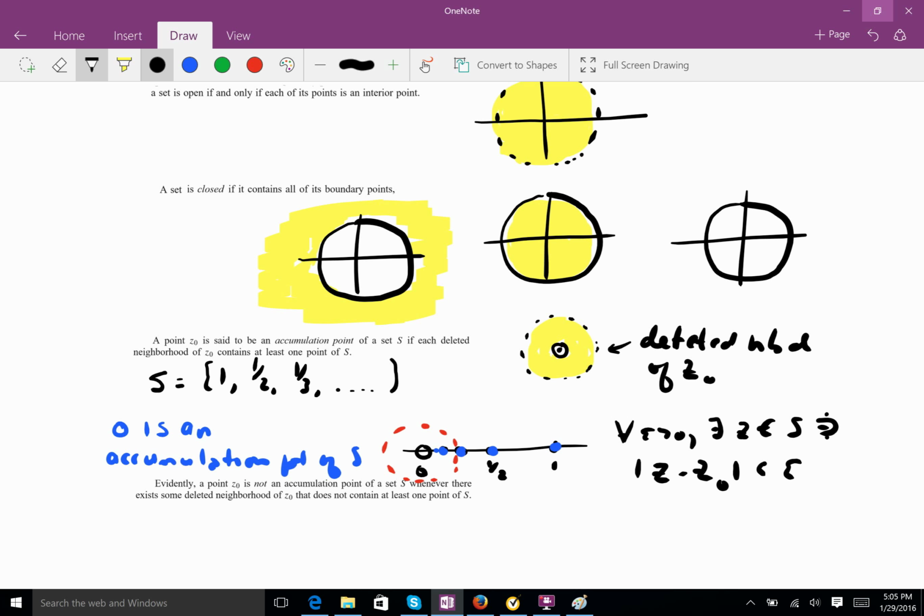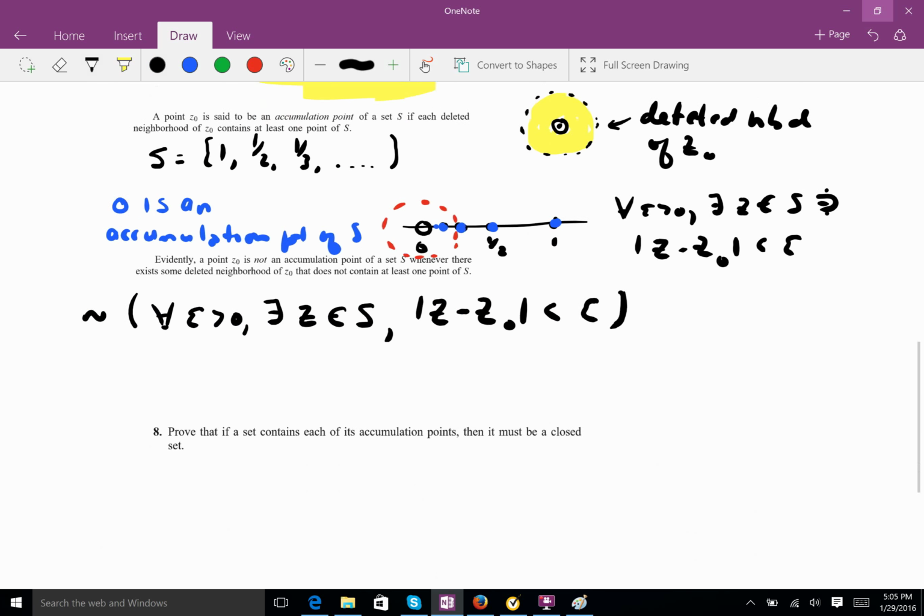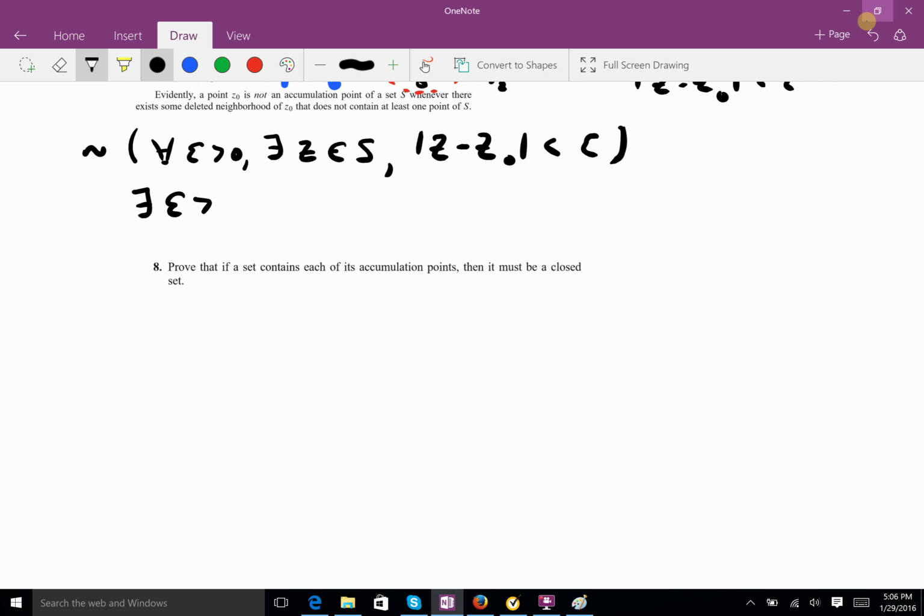Now, whenever I negate a for every, it becomes there exists. And when I negate a there exists, it becomes a for every. So when I negate this statement, this is the negation, this little squiggly sign, this becomes the following statement. There exists an epsilon greater than 0 such that for every Z in S, the absolute value of Z minus Z naught is greater than or equal to epsilon. This says that there is some deleted neighborhood of Z naught that contains no point in S.